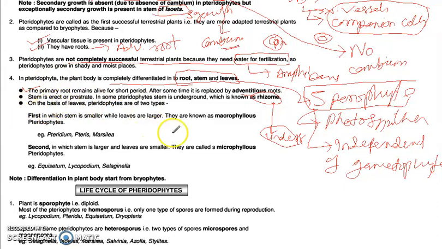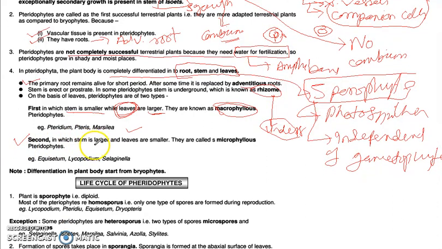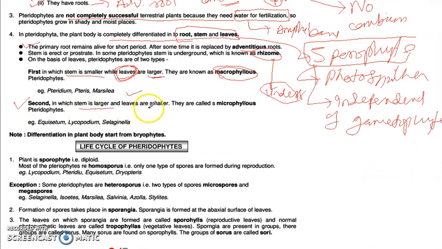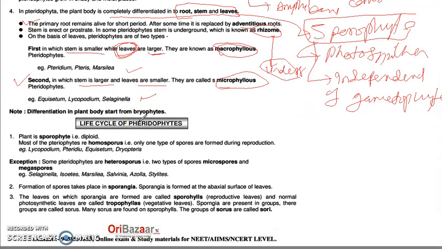Normally, in Pteridophyta, the classification is based on the nature of leaves, because the leaves normally have a feathery appearance. In the first group, the stem is small whereas the leaves are large. So we call them macrophyllous leaves, and the examples are Pteridium, Pteris, and Marsilea. The second group, found in higher Pteridophyta, has larger stems and smaller leaves, and we call them microphyllous. The examples are Equisetum, Lycopodium, and Selaginella.